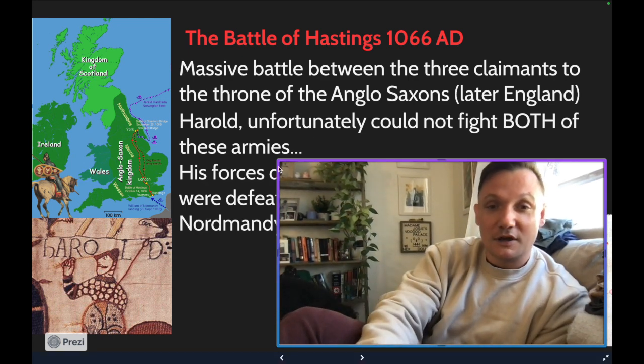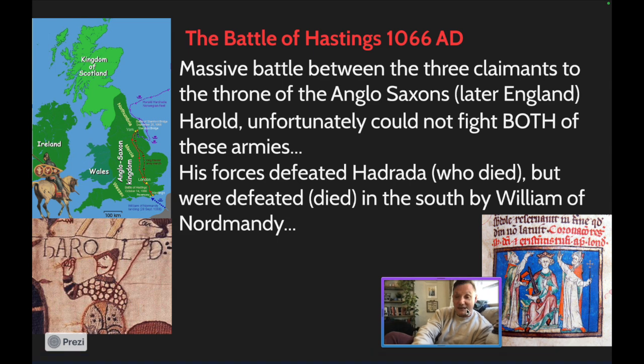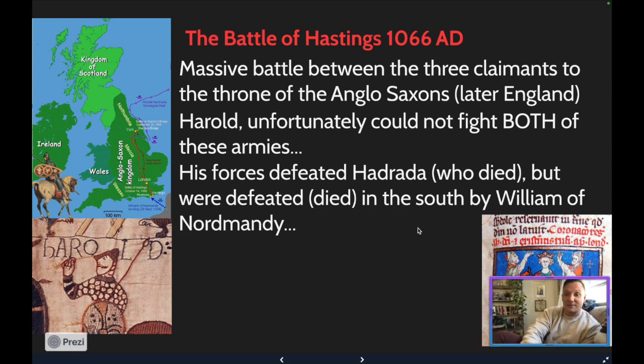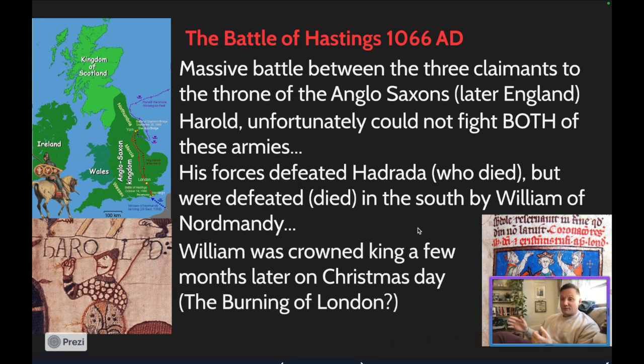All right, now going into it, though, okay? His forces are going to end up defeating Harold Hardrada, yes, but he ends up losing to William of Normandy in the south, and William of Normandy will be crowned king a few months later on Christmas Day, and it leads to this event known as the Burning of London. But we'll explain all that stuff and talk about the major effects of this entire movement and of this entire event in class.